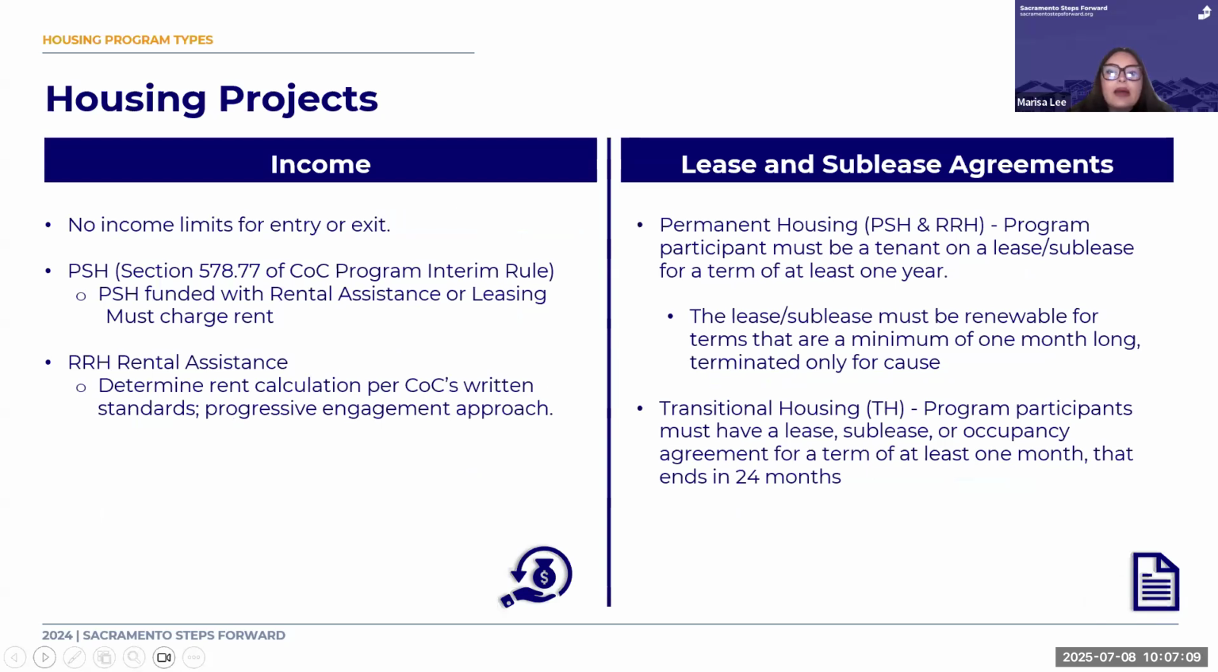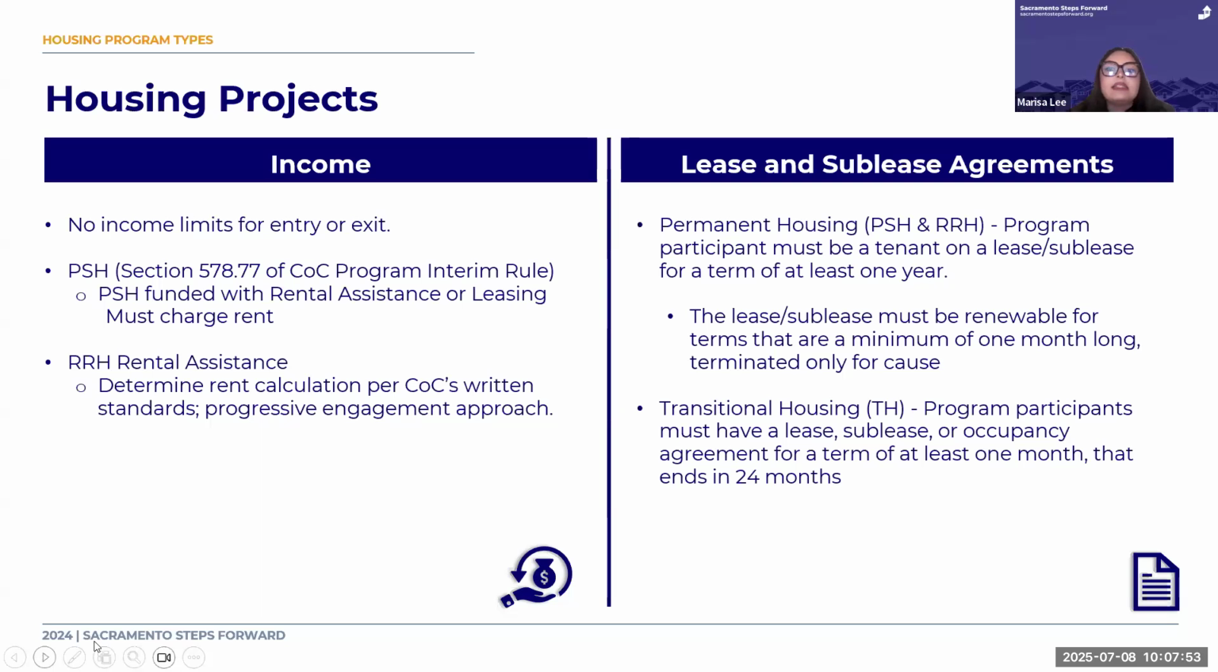Okay, this slide compares income and lease rules for PSH, RRH, and TH. None of these housing types have income limits for entry or exit, and income alone can't be a reason to terminate housing. For PSH projects, rent must be calculated using section 578.77 of the CoC interim rule, which we will have a separate training for. PSH projects funded with either rental assistance or leasing must charge rent. Rapid rehousing rental assistance must use CoC's written standards for determining rent, which is the progressive engagement approach.